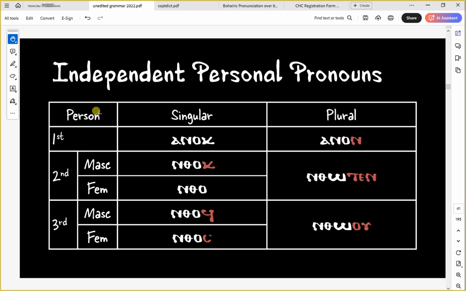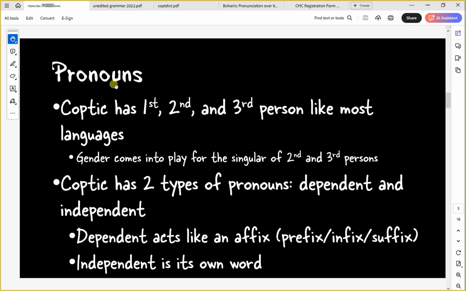So these are the independent pronouns, and I highlighted certain letters. Let me cycle back to this. So this is stuff I already said, right? So Coptic has first, second, third person, like most languages. Gender comes into play for singulars of second and third.